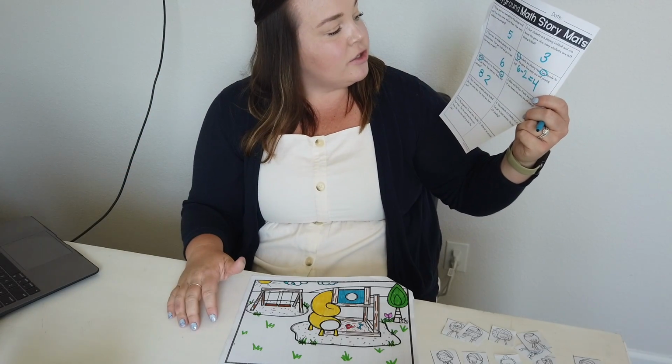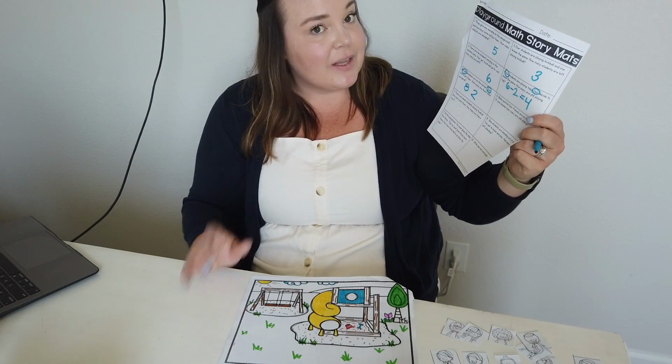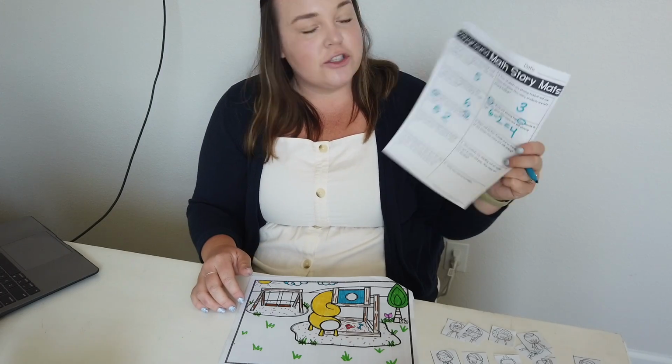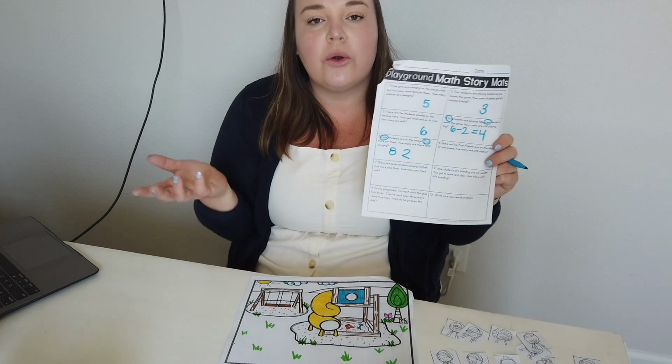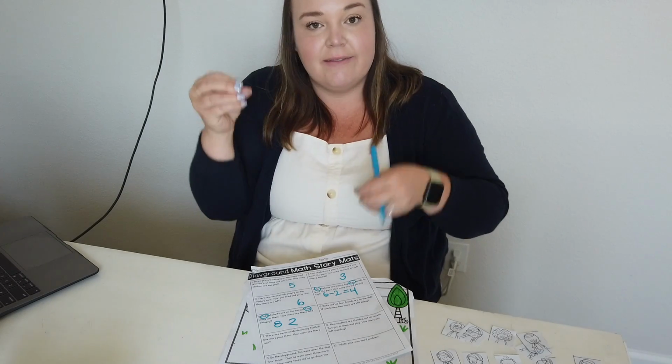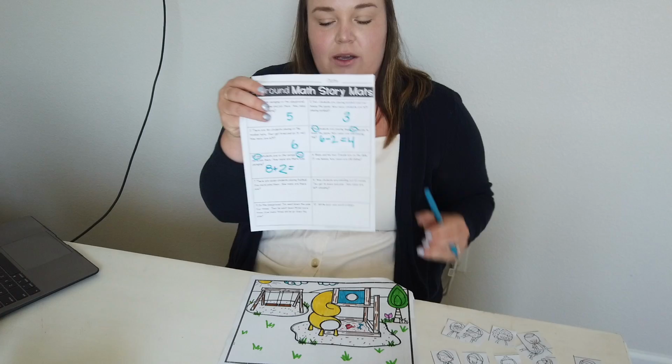So let's see. 2 more join them. There's some clues. How many are there total? So when it's asking total, how many are there? That's usually when you're adding 2 numbers together, like 8 and 2. So we're gonna go ahead and add these and see what it equals.